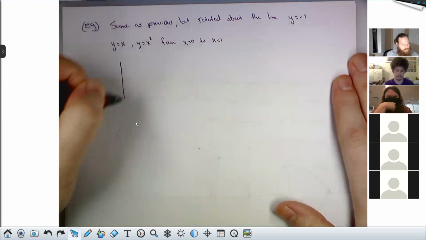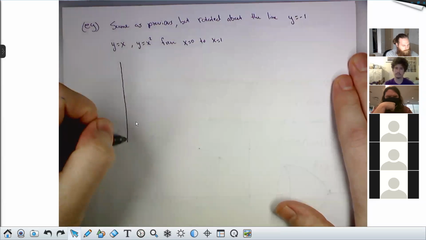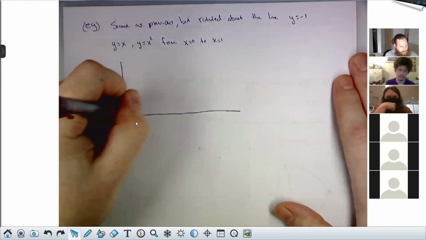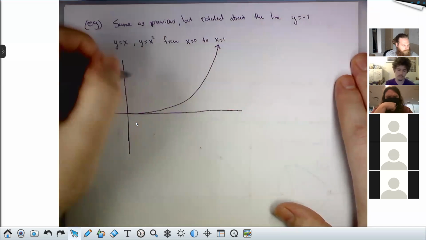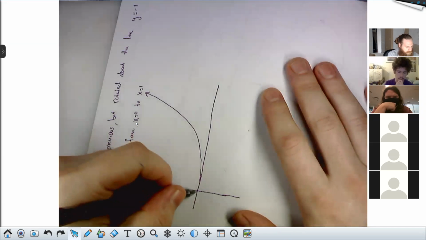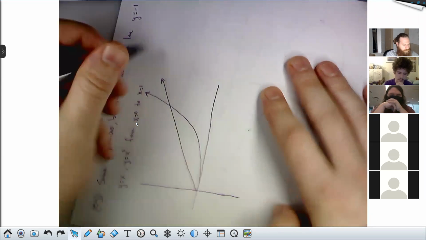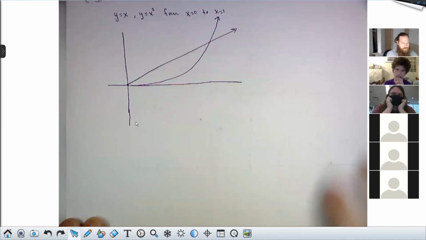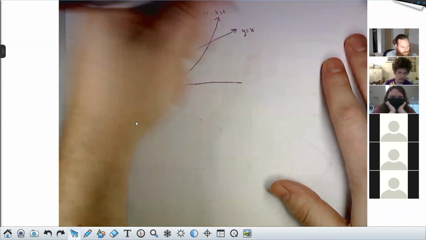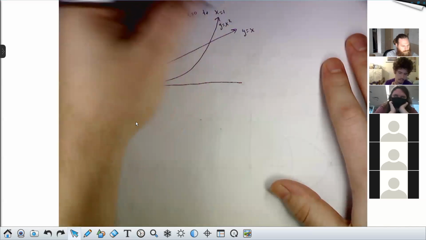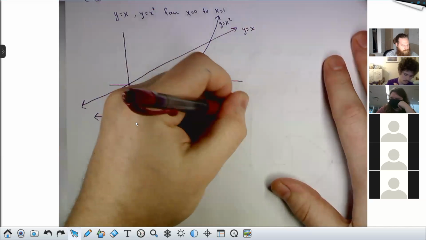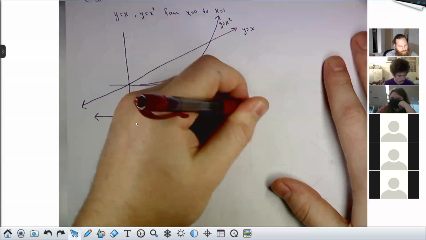So again, I start by sketching my region. This time I'll give a little bit more vertical space. Here's my exaggerated y equals x squared from 0 to 1. And here's my y equals x from 0 to 1. And now my axis of rotation is down here. We'll call this line y equals -1.